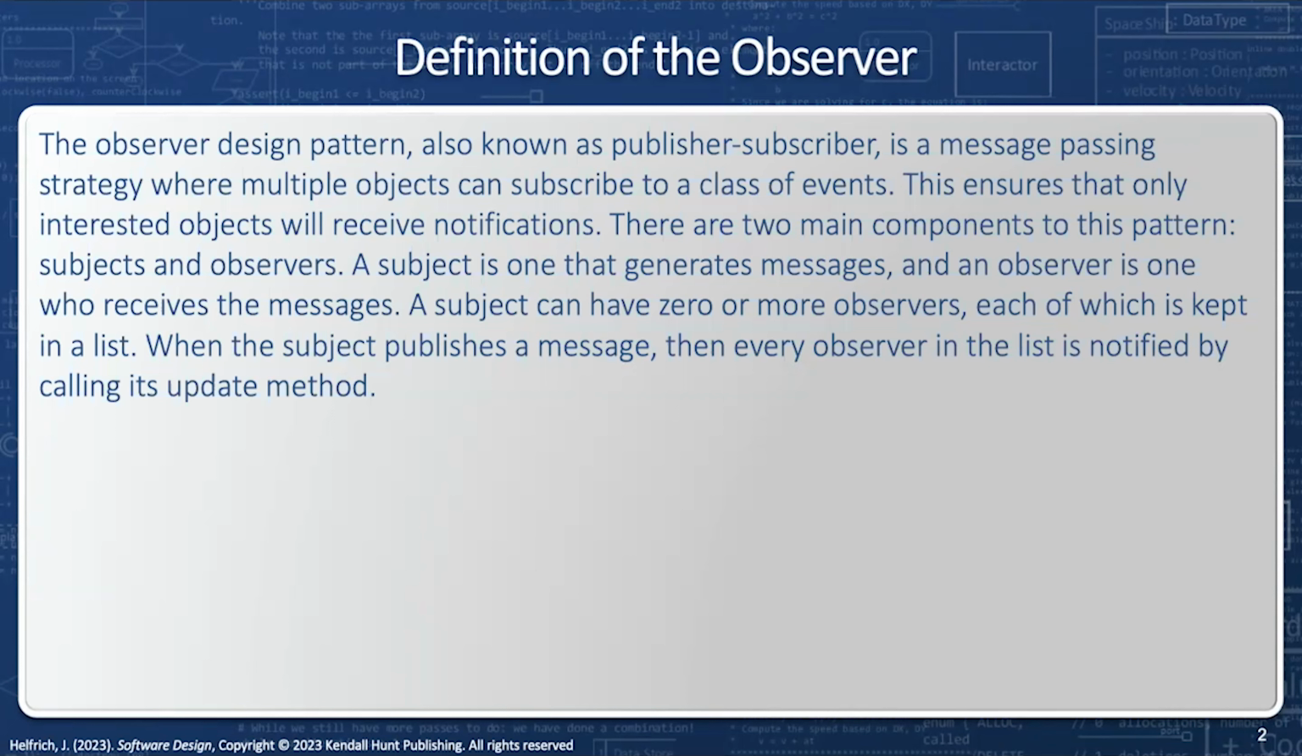A subject can have 0 or more observers, each of which is kept in a list. When the subject publishes a message, every observer in the list is notified by calling its update method.